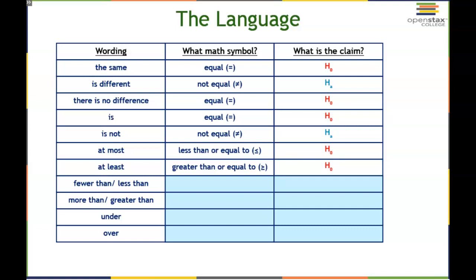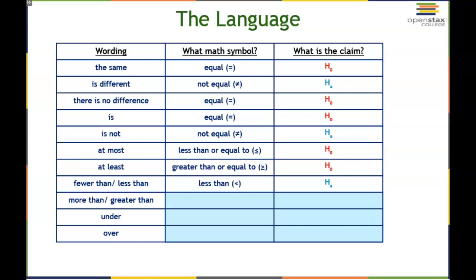Fewer than. You can also word it as less than. Well, it kind of gives it away. I have fewer than $3 in my pocket. Well, that doesn't mean I have 3 because I have fewer than 3. So it must be less than. And less than is a nice symbol in math, and therefore it's strictly less than, and therefore our claim is an HA.